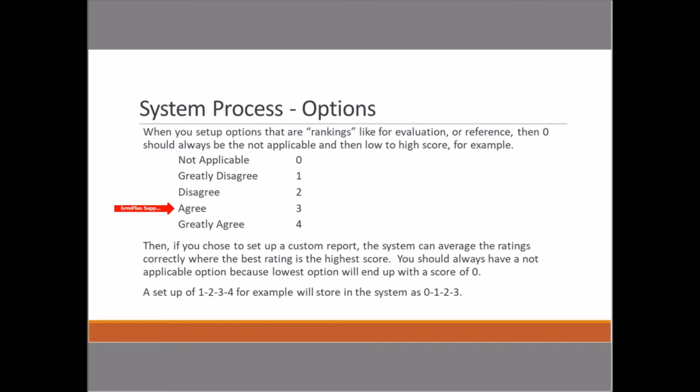Just remember that when you're setting up your ratings, it's always best to put your not applicable as 0 and then go from lowest to greatest with your options. If you set up an example of 1, 2, 3, 4, it stores in the system as 0, 1, 2, 3. So that's why we like to put your not applicable with a score of 0. Hope that makes sense. Kind of rambling. I can always explain that for each person individually.